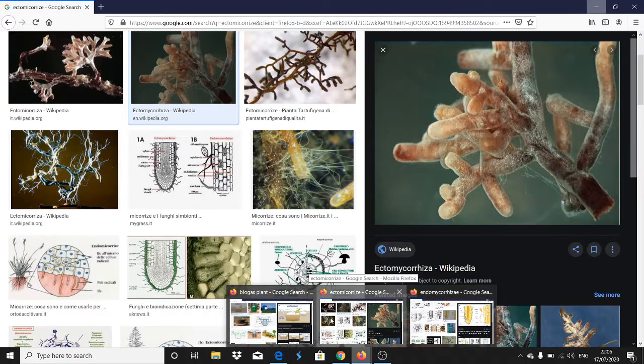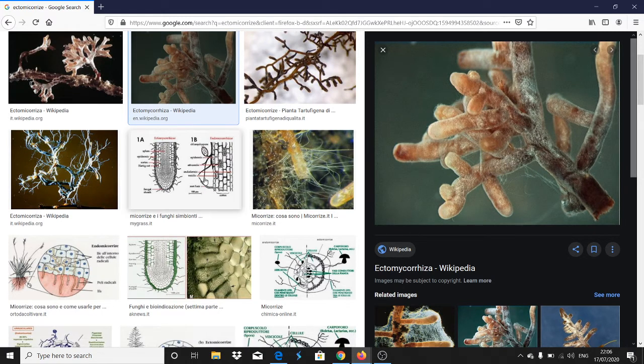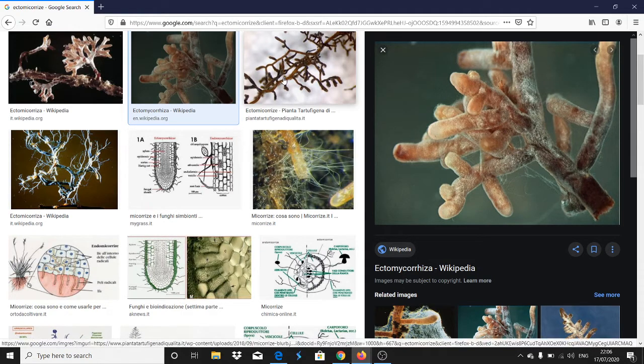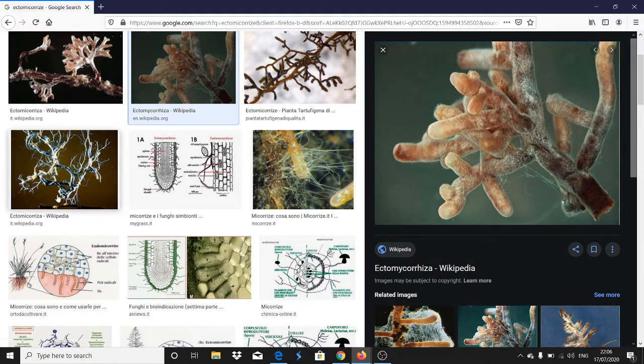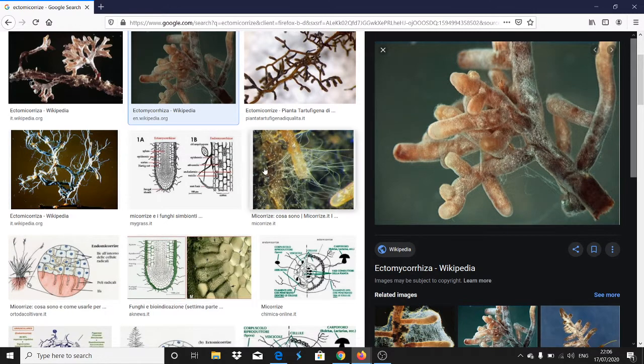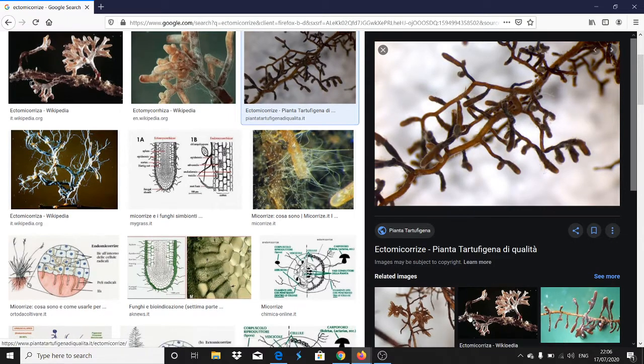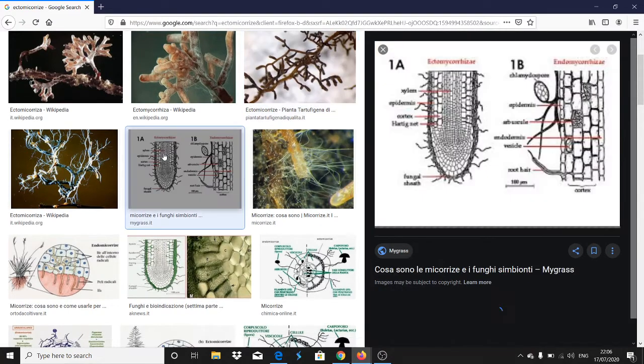These are the ectomycorrhizae. You can observe in this diagram. Another example is endomycorrhizae. You can observe another diagram. This is again another diagram. You can observe how the ectomycorrhizae look. Okay, you can observe in this structure now.